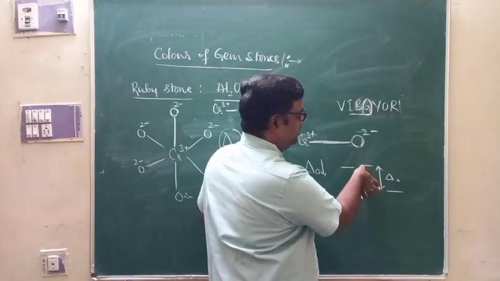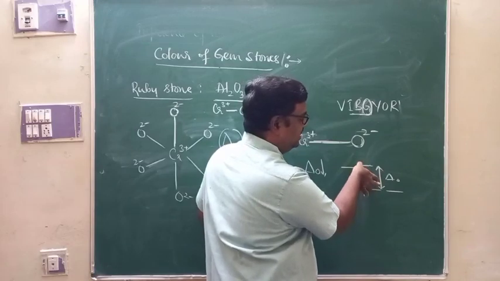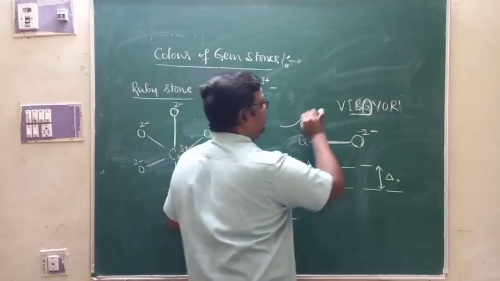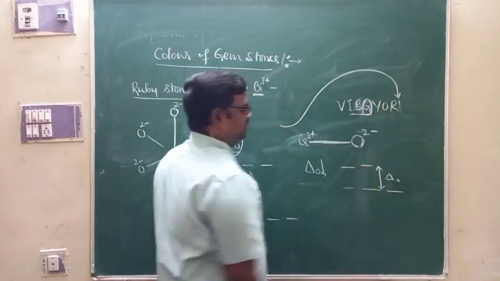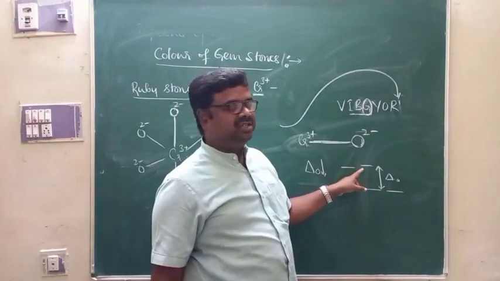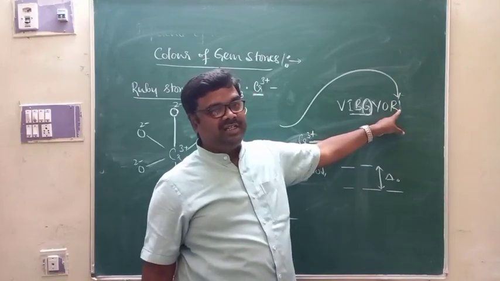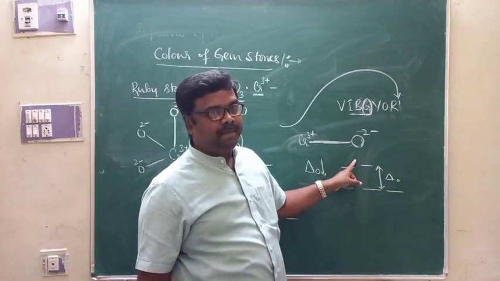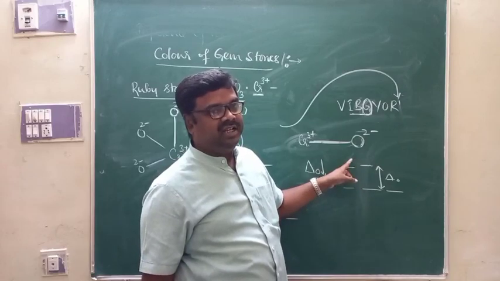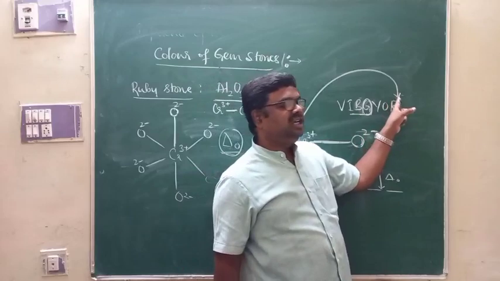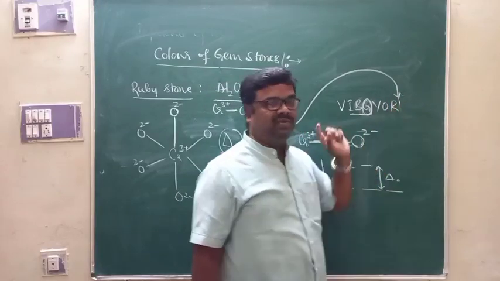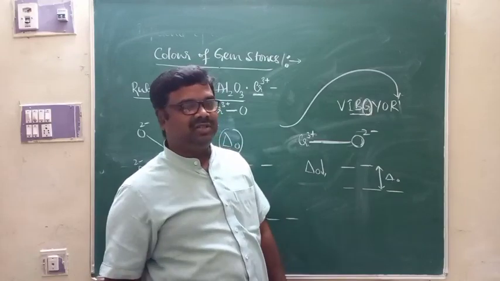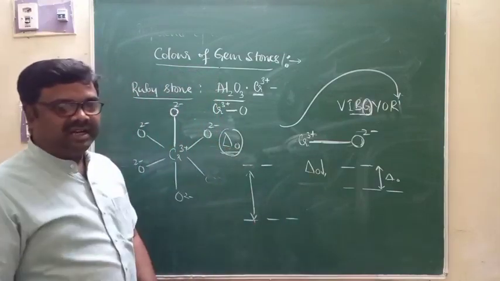Energy gap between T2G and EG will be less. Because of the small energy gap between T2G and EG, emerald absorbs low energy radiation. For DD transition to take place, you need low energy radiation. However, because the energy gap between T2G and EG is less, DD transition takes place easily by absorbing radiation of low energy, that is red. Therefore, emerald absorbs red color, transmits green color. Because of that, emerald is characterized by green color.